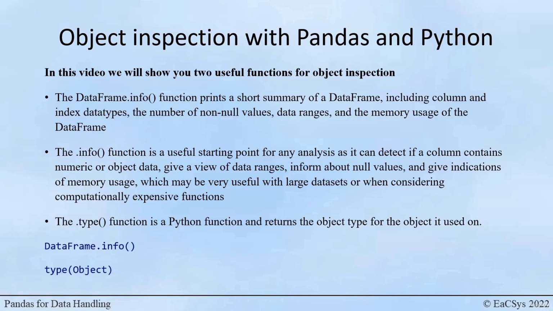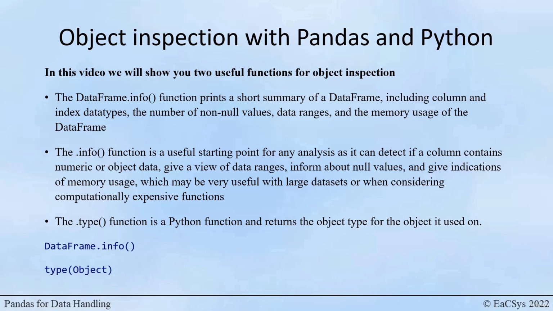Object inspection, the info and the type functions. We'll begin to talk about the info and the type functions. The info function gives us information on the object it is used on, and the type function returns the object type of the object it is used on. The info function creates a short summary of the object or data frame it is used on, and in particular, it describes the data in the data frame. This can be of great use for any analysis and gives information on how you will be able to use the data with your programs, the data properties, which columns need data handling, and so on.